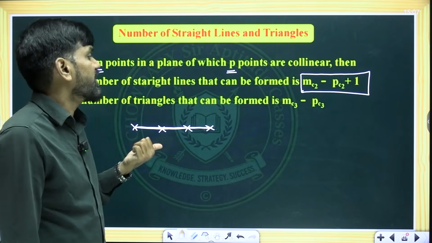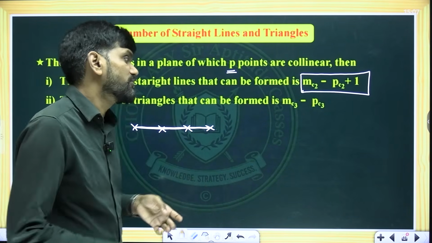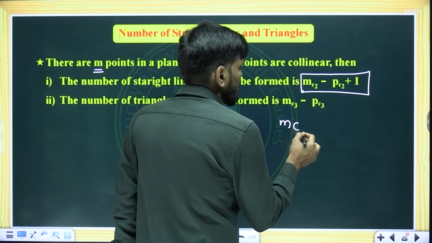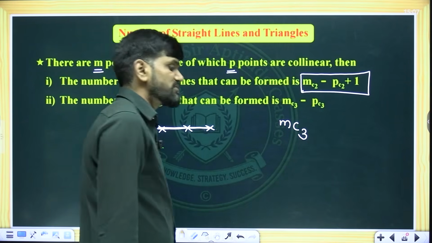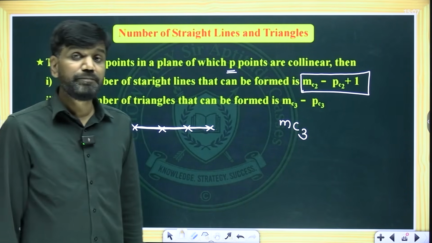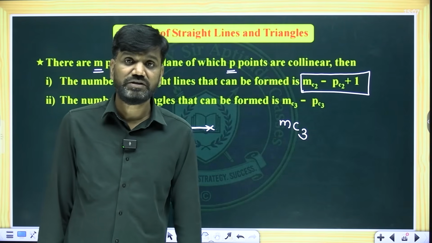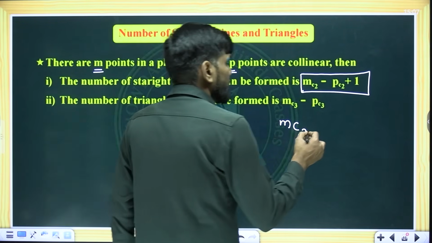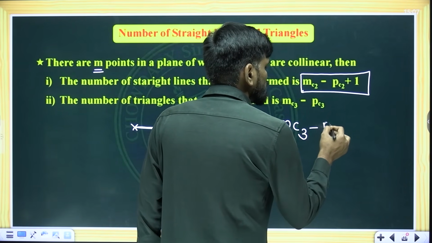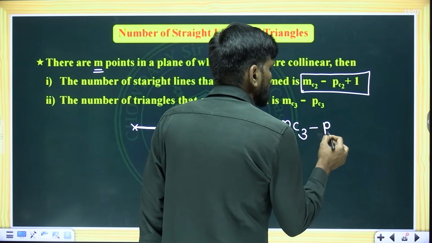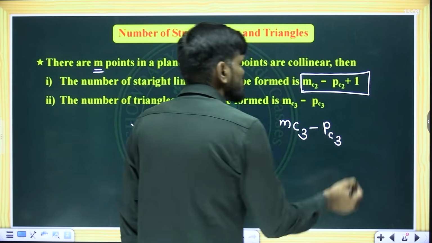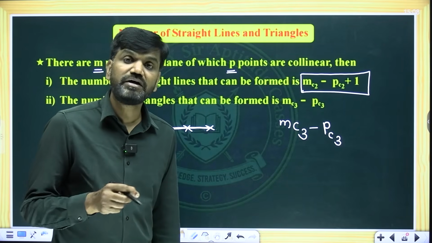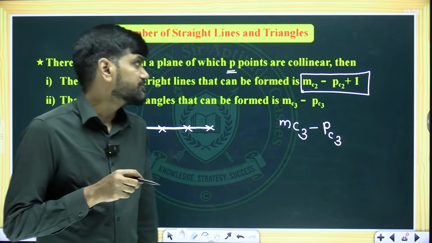Similarly, the number of triangles that can be formed is given by the formula. Out of m points that are there, the number of triangles that you can form is MC3. Out of those m points, there are p points which are collinear. So the triangles you have counted with the help of collinear points you remove. So MC3 minus PC3 will give you the number of triangles.